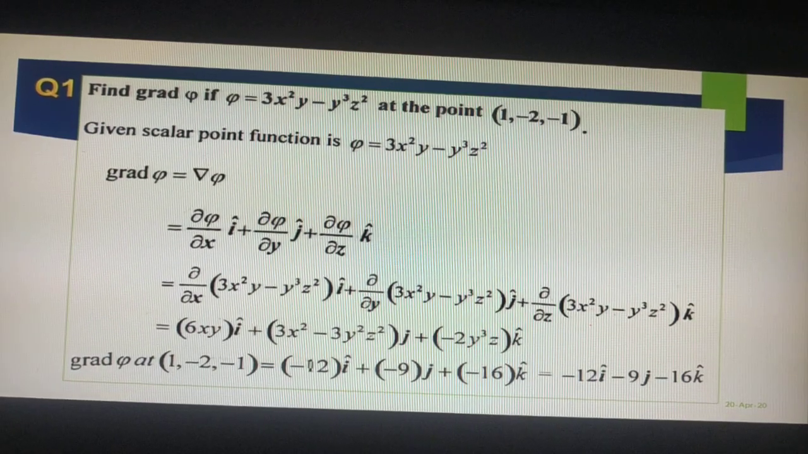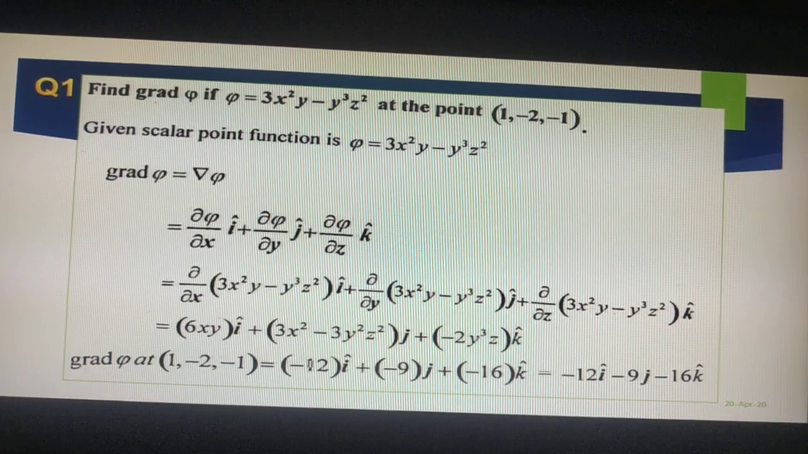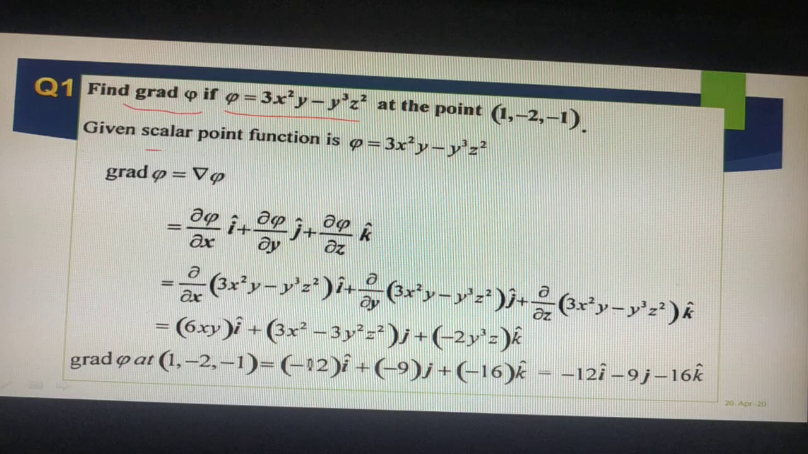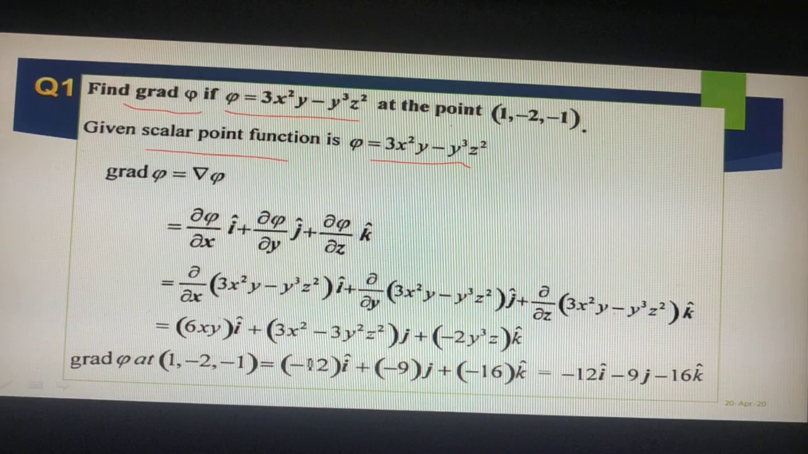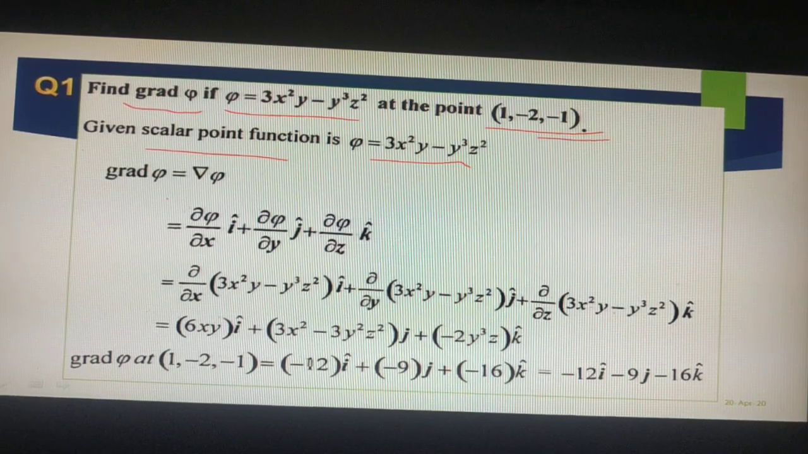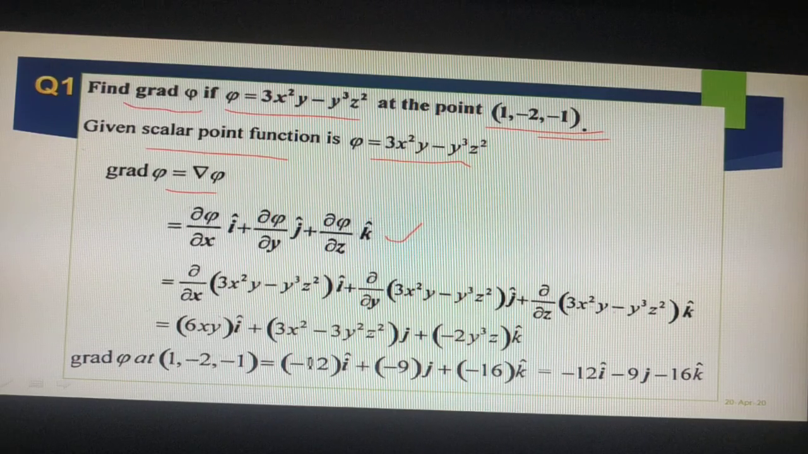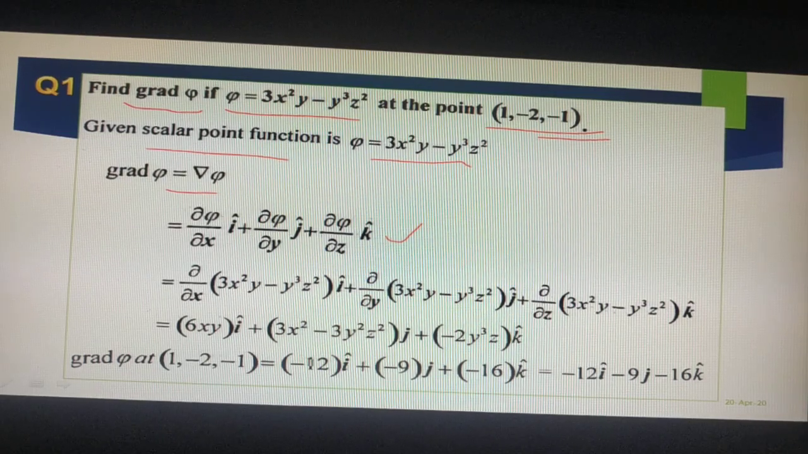Now let us see some problems here. Find grad phi. Phi is a scalar point function, which is given to you, and you have to find grad phi at this point. As usual, grad phi is nothing but your del phi. The formula is dou phi by dou x into i plus dou phi by dou y into j plus dou phi by dou z into k. After multiplying with the del operator, we get this result.